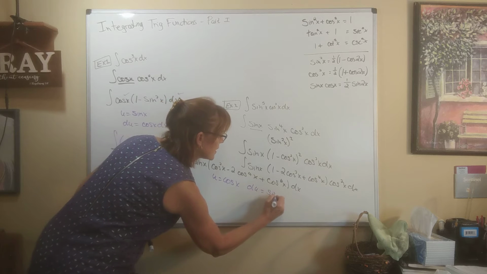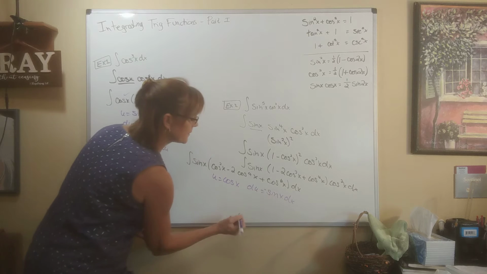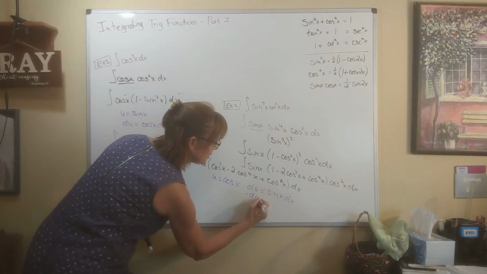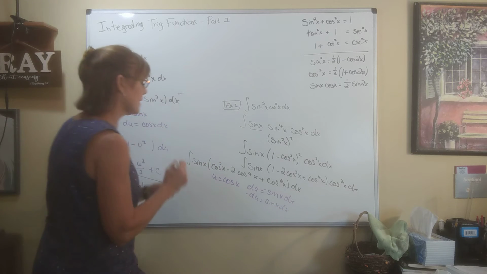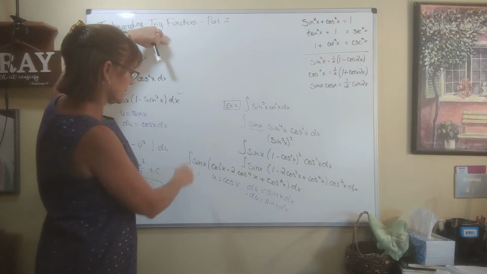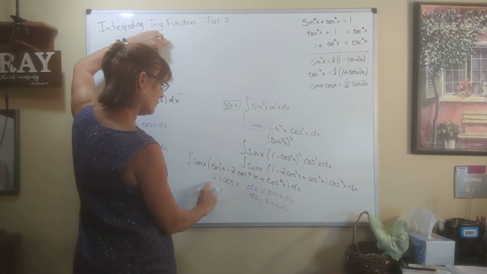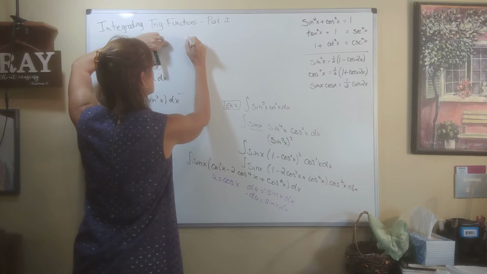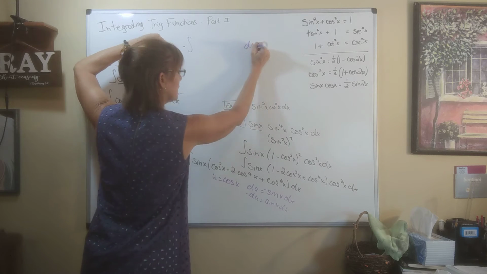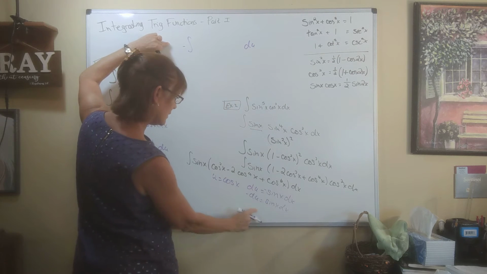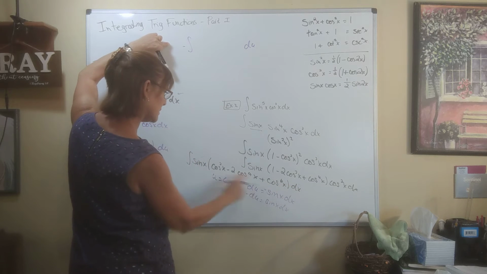du is sine x dx. Oh, except that's a negative, right? So now negative du is sine x dx. So I'm going to rewrite it up here in terms of u. I'm writing all this in terms of u by writing down negative du. What did I get by writing down negative du? Well, I got the sine x and the dx. The rest is this stuff.